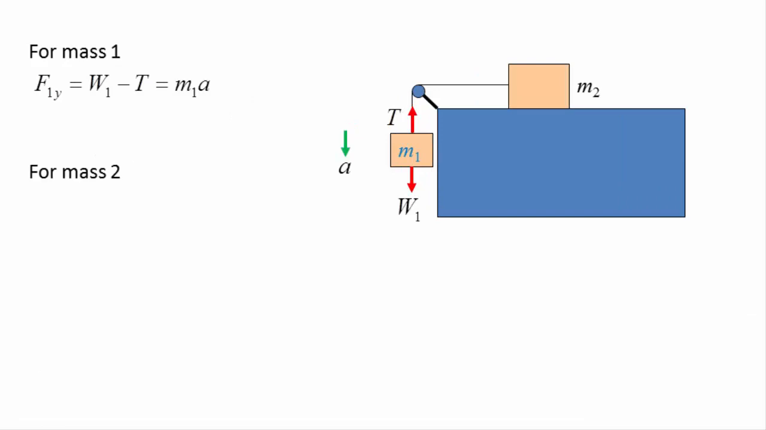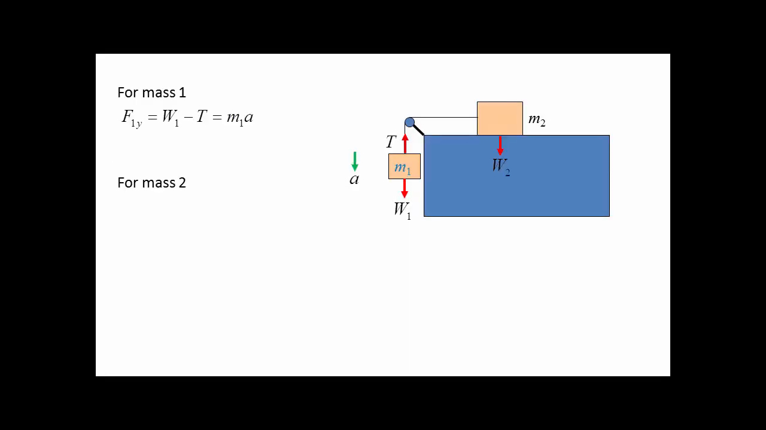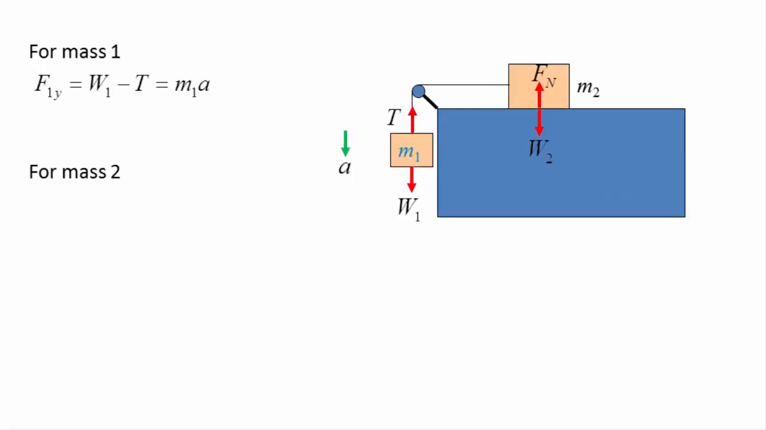Now let's have a look at mass 2. As mass 2 is sitting on a horizontal, frictionless surface, its weight is pulling down on that surface due to gravity. Naturally, the surface pushes back up via the normal force in accordance to Newton's third law. The net result is no movement in the vertical direction for mass 2.